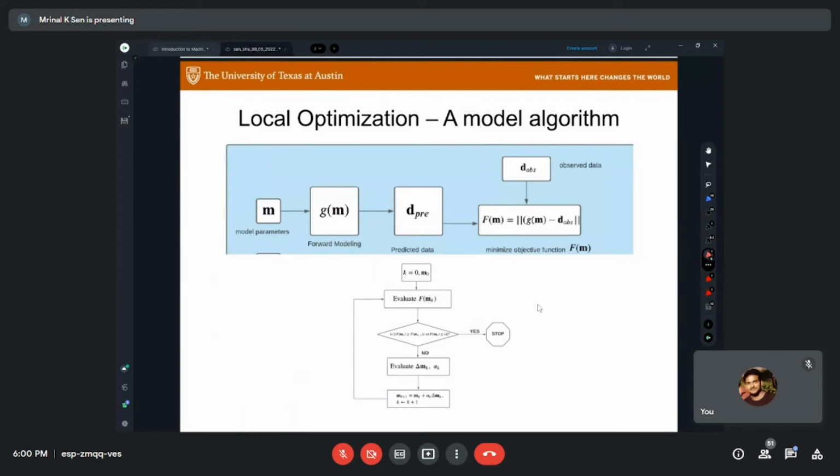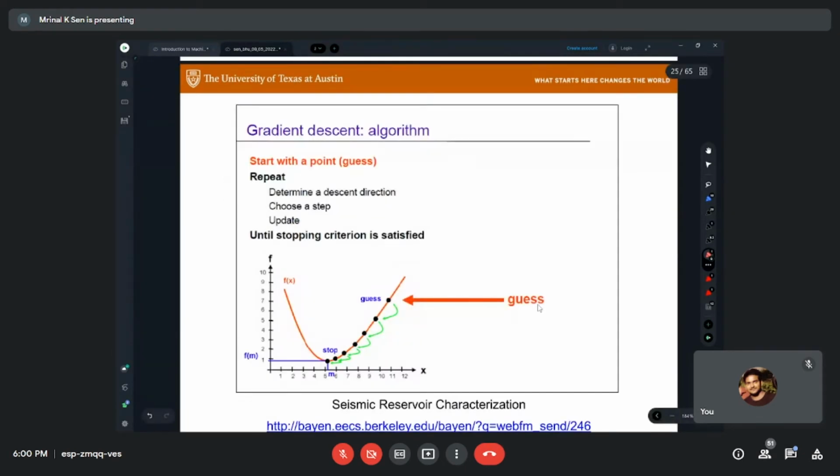So here is the optimization flowchart. This is your model parameter that you're inputting. This is your forward modeling. This is predicting the data. And this is measuring the difference between observed data and synthetic data. And then it's basically minimizing this function. And that is called optimization. And the way it's done is what is known as the gradient descent algorithm.